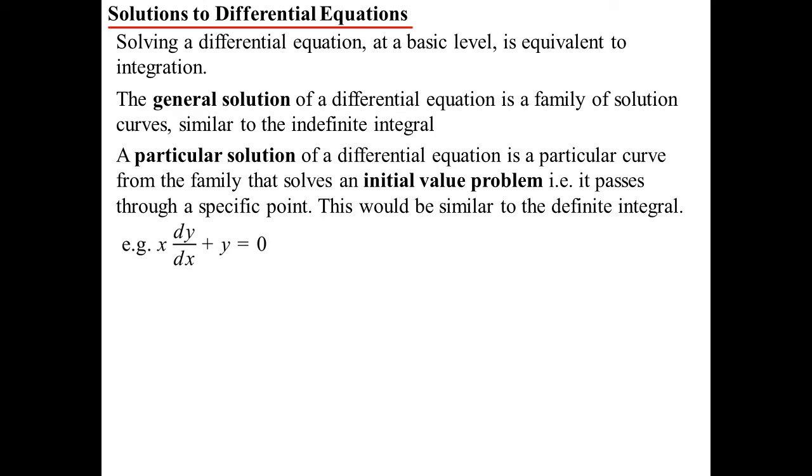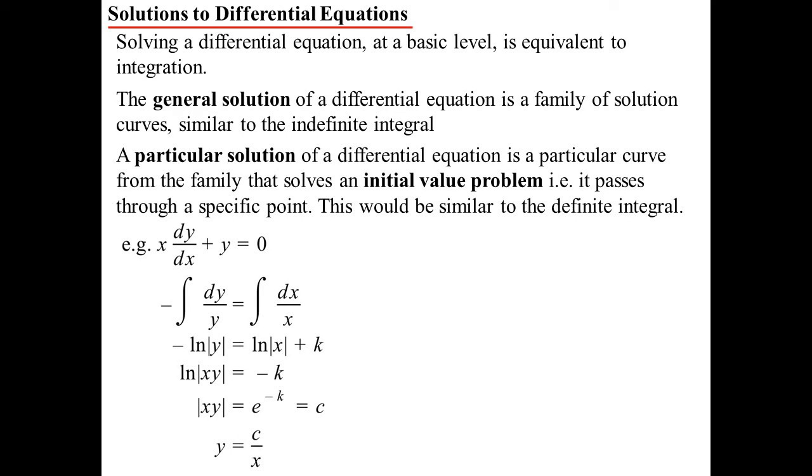x dy/dx plus y is equal to 0. Basically, I want to get anything that has y on one side of the equation, anything that has x on the other side, and then integrate both sides with respect to the variable that we have there. So I can rearrange that equation. You're sort of treating dy as if it's a pronumeral and dx as if it's a pronumeral, I guess. I end up with this.